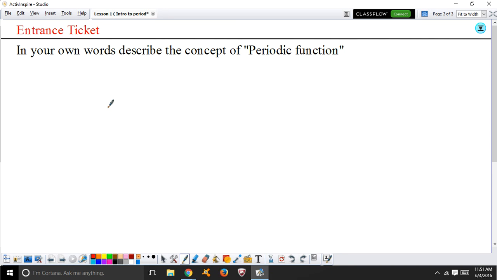Now here, it's an exit ticket. In your own words, describe the concept of a periodic function. What is a periodic function? Write a small sentence, 1 or 2 sentences. Let me know, what do you know about a periodic function?